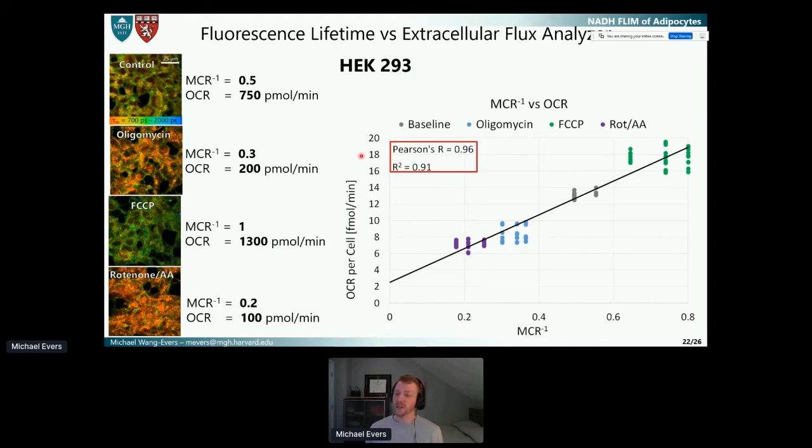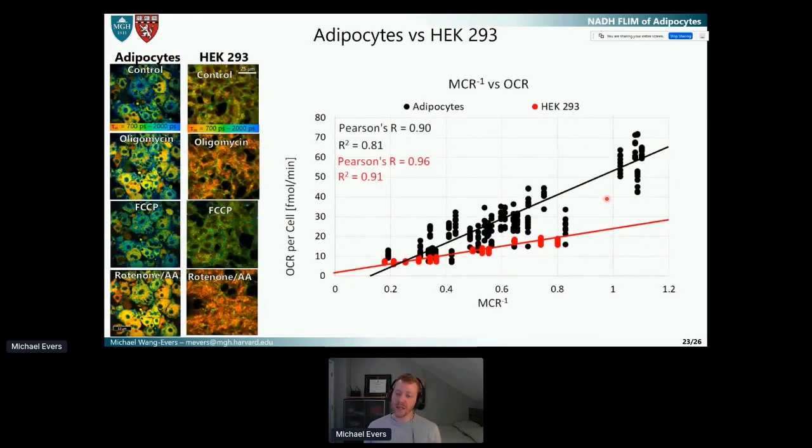So then we were excited and said, hey, maybe we don't even need the flux analyzer anymore. We just look at the MCR value and we know exactly how much oxygen a cell is consuming. Unfortunately, that wasn't the case, because it really depends on what cell culture you're looking at. And here I just compared the adipocytes and the kidney cells, and as you can see, if we just pick an MCR value, it does not correlate to the same oxygen consumption rate for either cell culture.